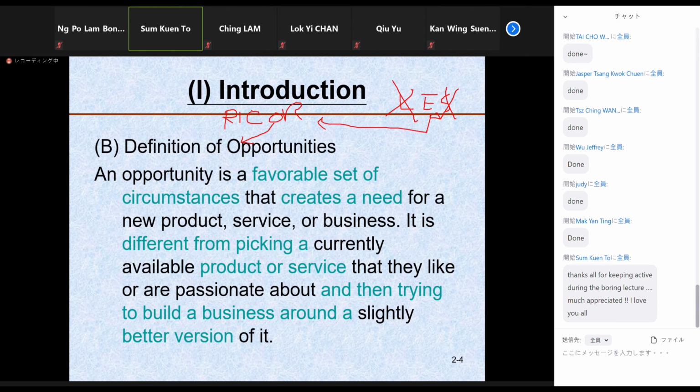And inside the recall, I is the innovative idea. So it means that here, in the upper part, you must have an innovative idea, okay? Create something new. Create something new, innovative idea. Okay, so it is different from picking a product and then trying to build a better version. So this is not entrepreneur.